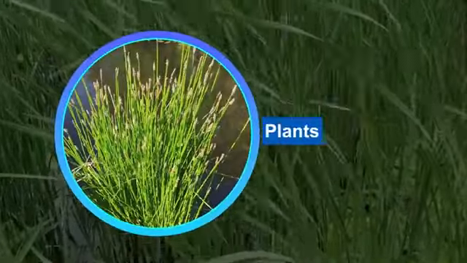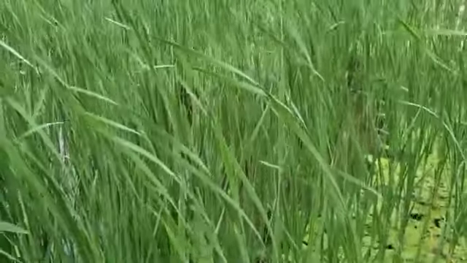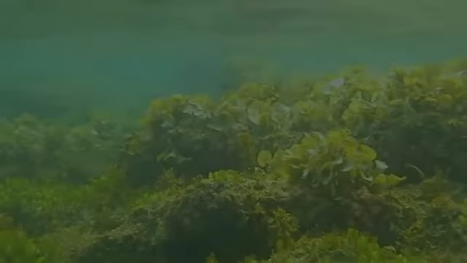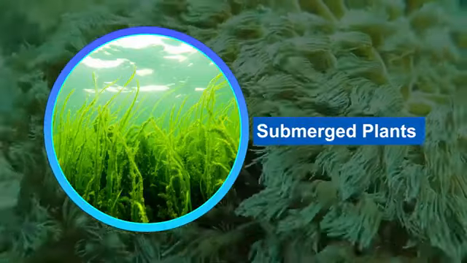The first group is emergent plants. These have their significant portion of the body outside water and grow near the edges of the wetland. These vascular plants often have deep and dense roots that stabilize shallow soils. Examples: reeds and sedges.